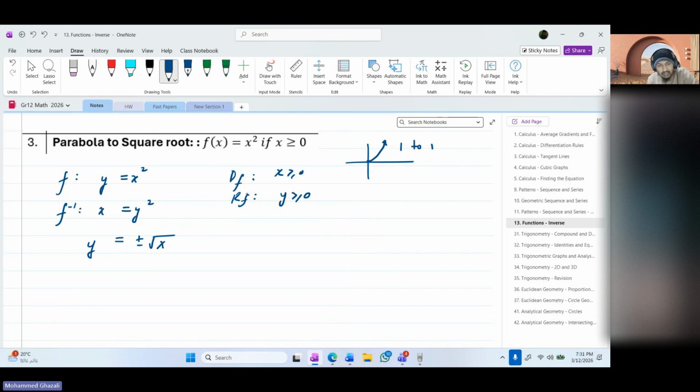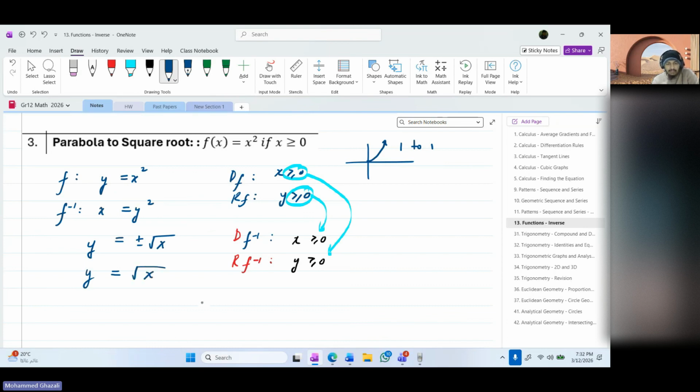It's nice to work out the domain and range of f inverse. The domain of f inverse will be x greater than or equal to 0, and the range of f inverse will be y greater than or equal to 0. It's basically just copying this part there, copying that part there. So we know that this will be in the first quadrant, so it can't be negative. So y is the positive square root of x. Okay, so that is my inverse.